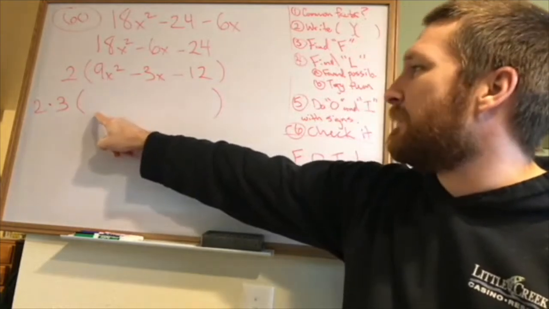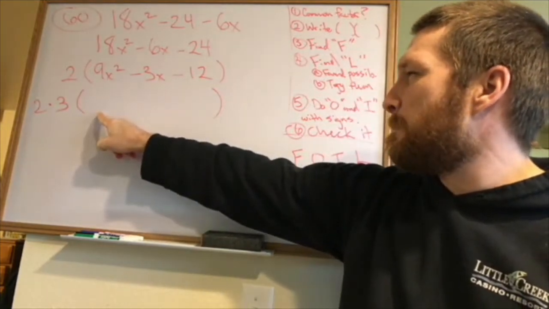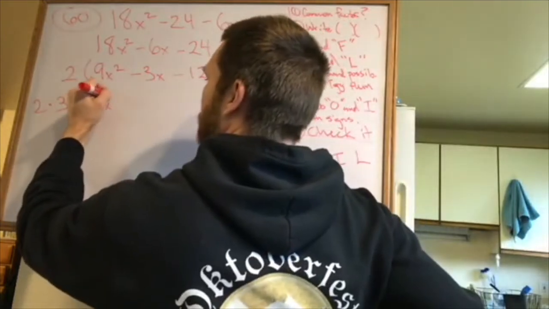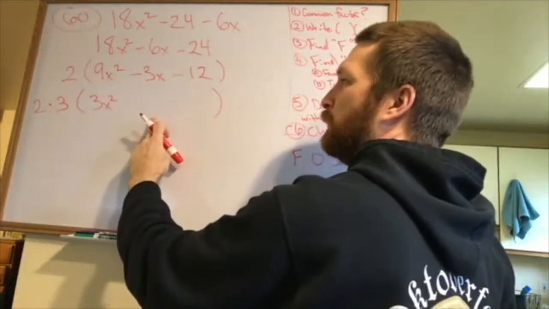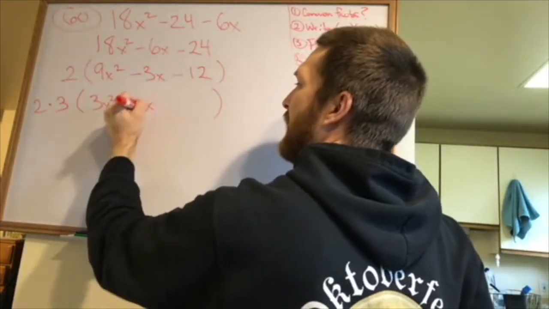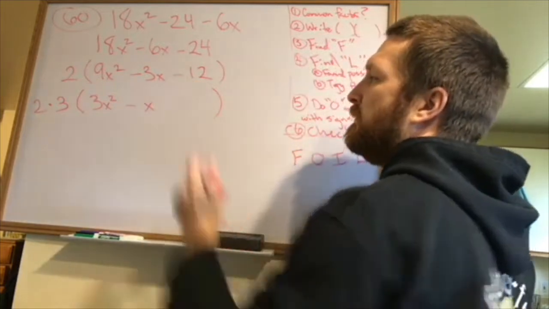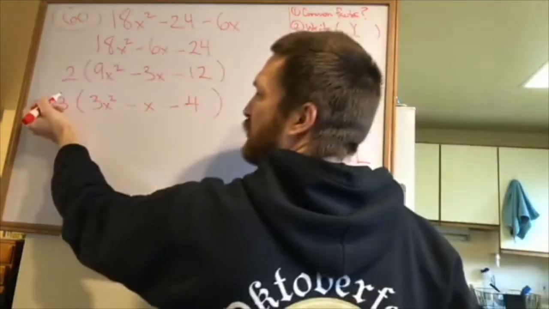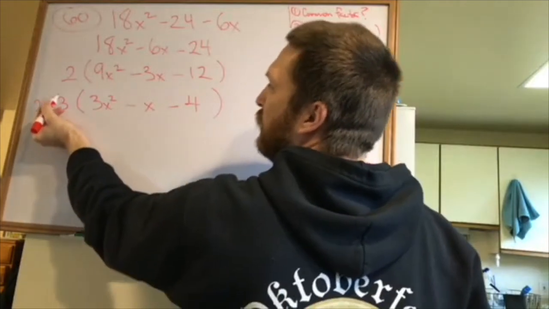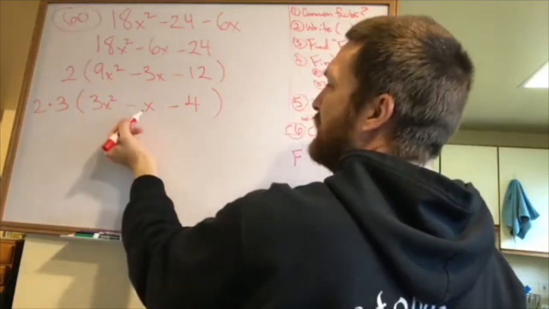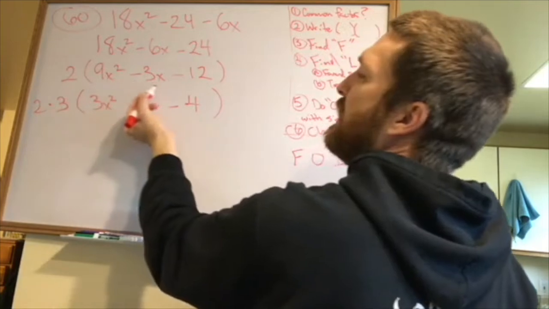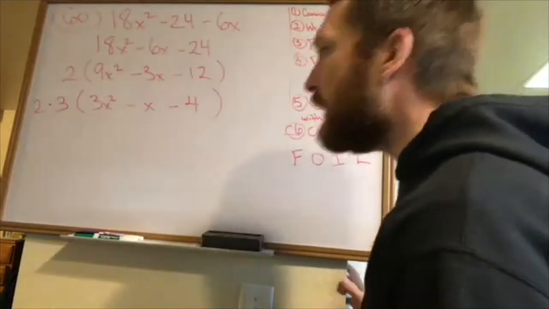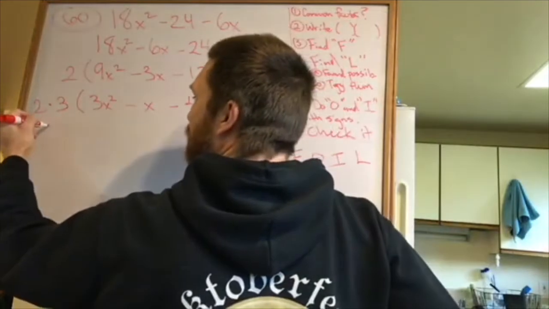So what should this guy be? 3x squared. Good. And what about this one? Minus x. And this one? Minus 4. Now I'm going to double check and say if I took this 3 and plugged it back in, we would have a 9x minus 3, and then a minus 12. Good. And that guy would be gone, and we'd be left with our 2. Okay, that looks good.